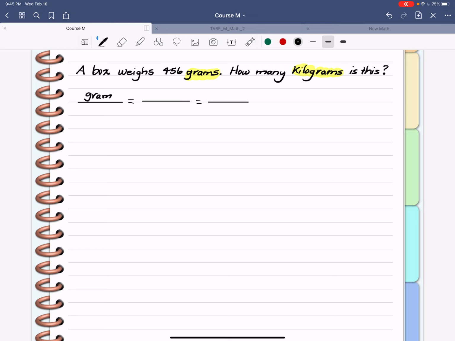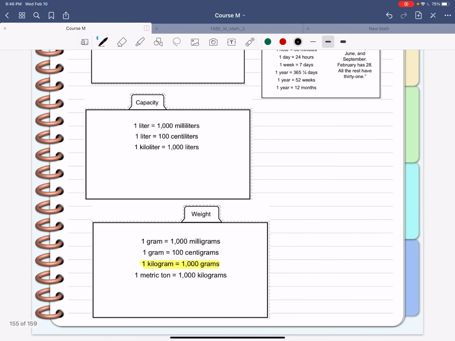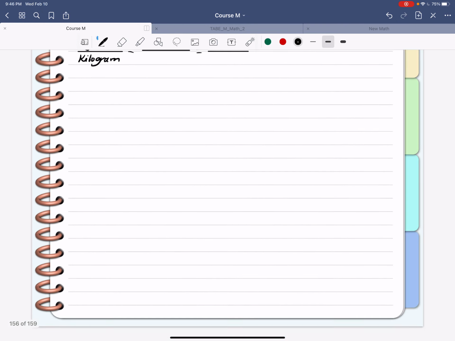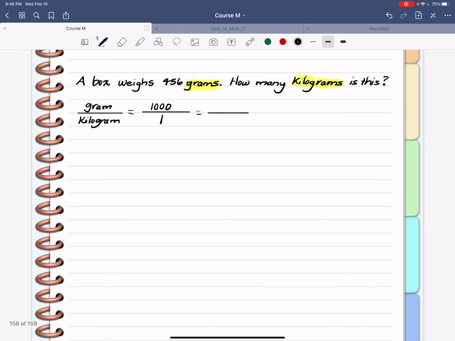Gram, kilogram. Get the reference piece. It's still that same one, 1 kilogram, 1,000 grams. That will never change. 1 kilogram is 1,000 grams every time. Get your other number, which is this one right there, and this time it goes with grams. So you want to put that in the grams row. Then you draw your peanut.